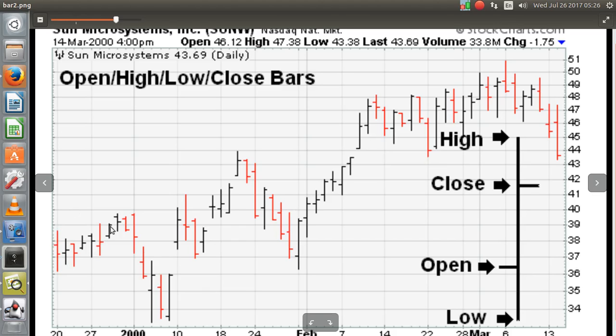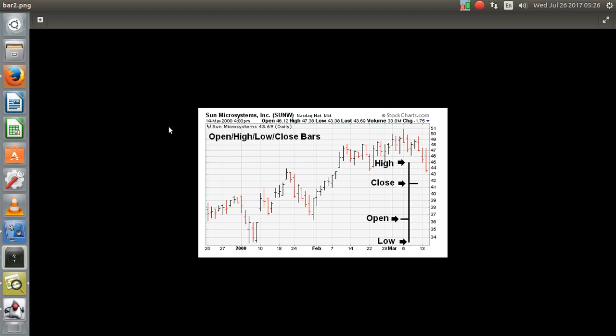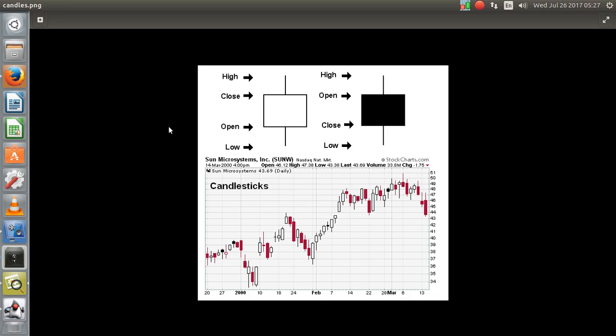Now, going back to the first one I showed you, this is also Sun Microsystems. This is just the HLC, and this covers the same period. This is the same period of Sun Microsystems, which is the OHLC, from Sun Microsystems of the same period. And now we go into candlesticks finally. Sorry, here we go. Candlesticks for Sun Microsystems covering the same period.